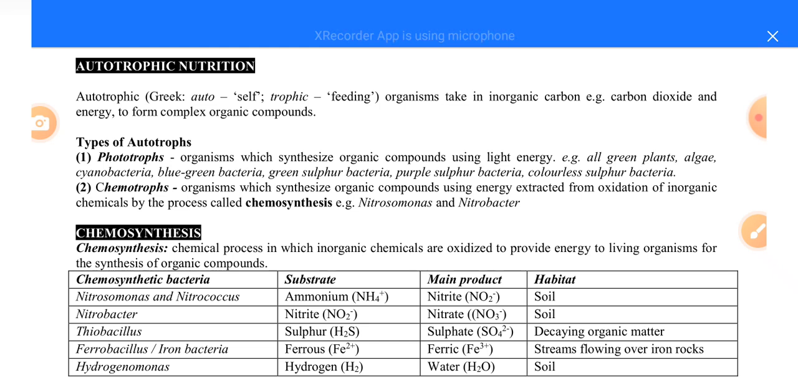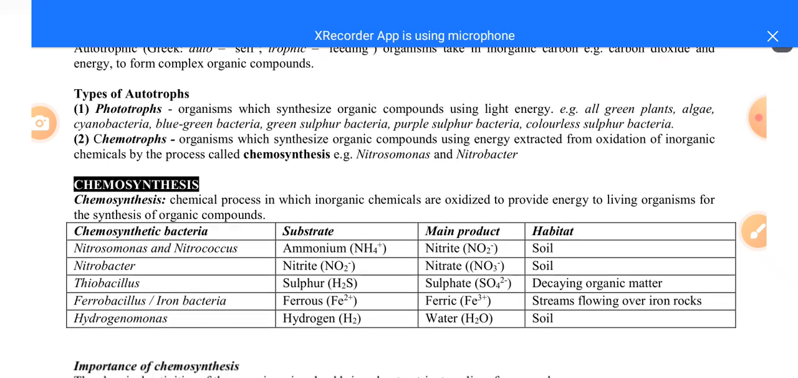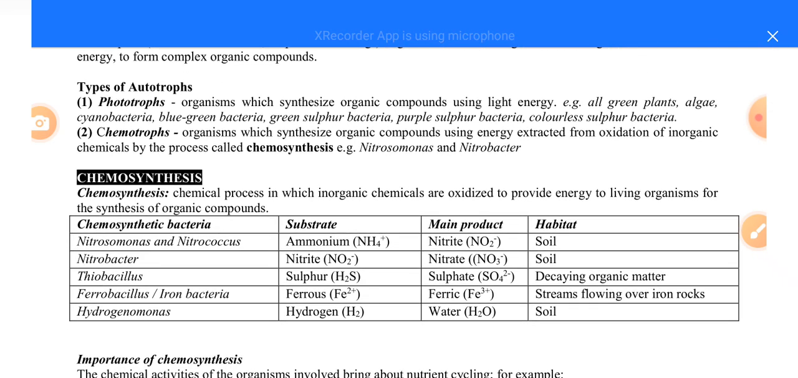Another type of autotrophs we are going to look at is chemotrophs. The word chemo means chemicals, and trophs means organisms. These are organisms which synthesize organic compounds using energy extracted from the oxidation of inorganic chemicals, by a process called chemosynthesis. The examples are very many, but let us look at Nitrosomonas and Nitrobacter, which are two examples of chemotrophs.